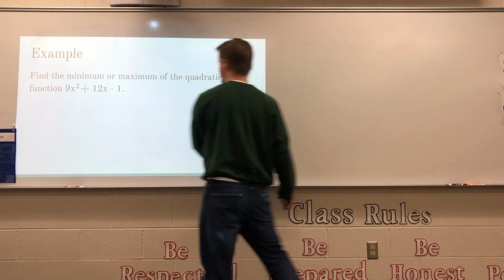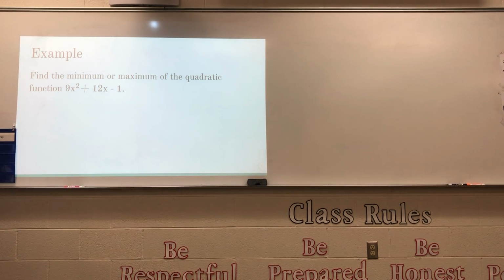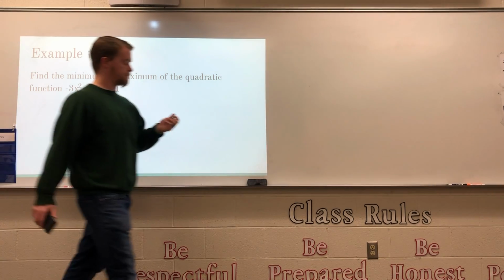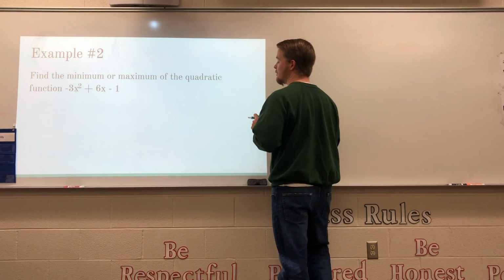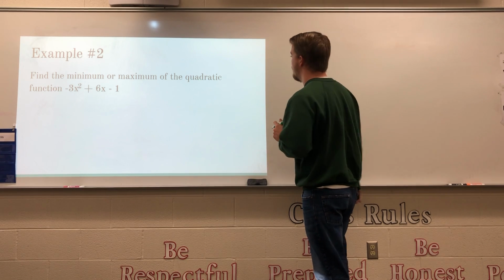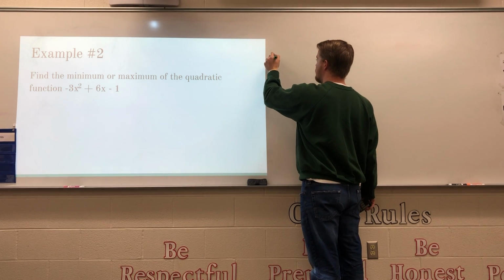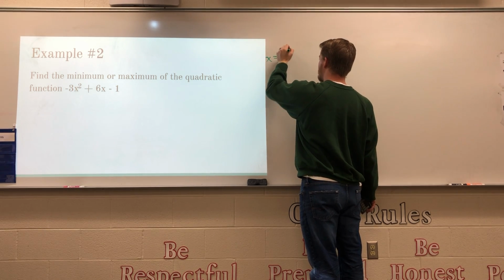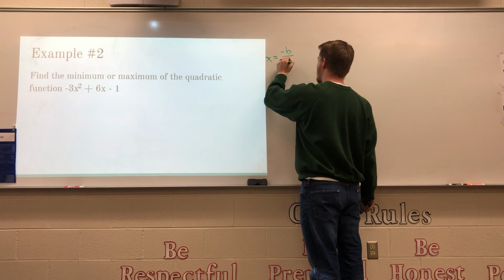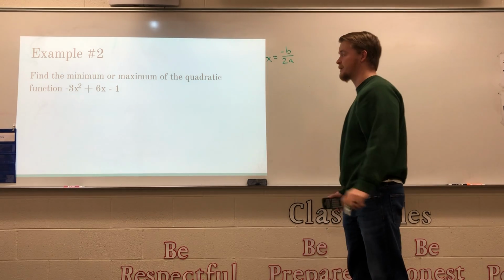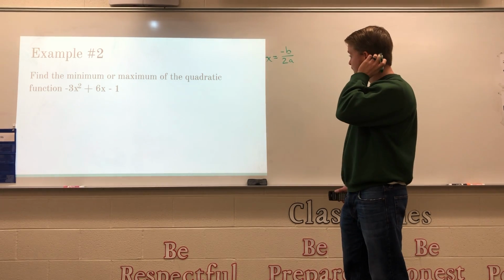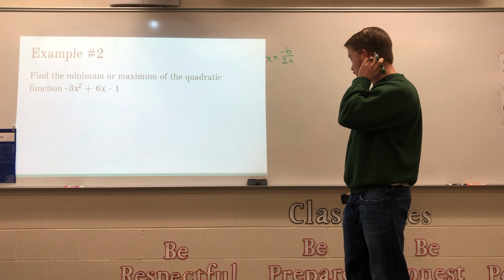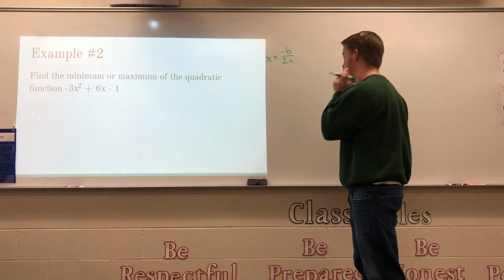All right, let's look at another one. All right, so here we have negative 3x squared plus 6x minus 1. So we're still going to have to use negative b over 2a to get our x value first. And if you notice, a is negative here, so this is one where we'll be finding a maximum value.